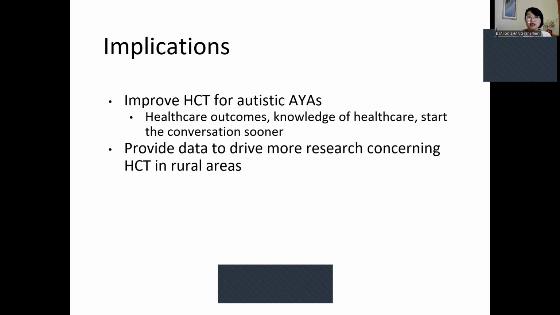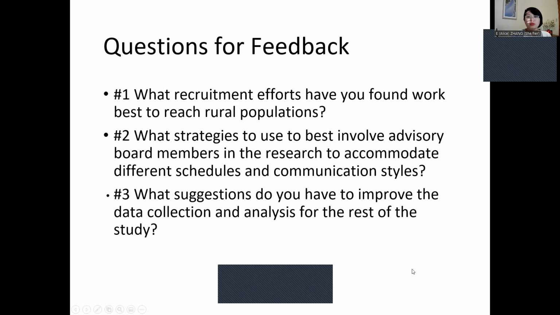We hope that the study can improve HCT for autistic AYAs and also provide data that would drive more research regarding HCT in rural communities. The questions we would like to have further feedback on include: First, what recruitment efforts have you found work best to reach rural populations? Second, what strategies do you find most helpful in involving advisory board members in the research? Third, what additional suggestions would you have to improve the data collection and analysis for the study?